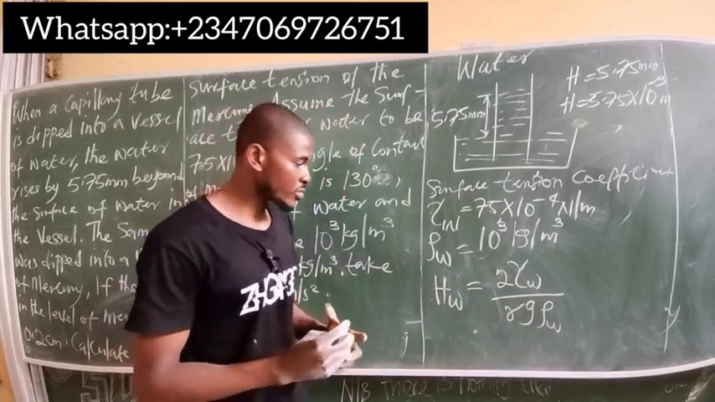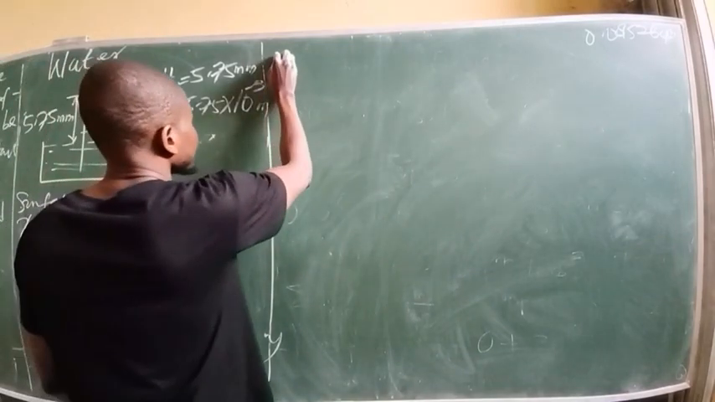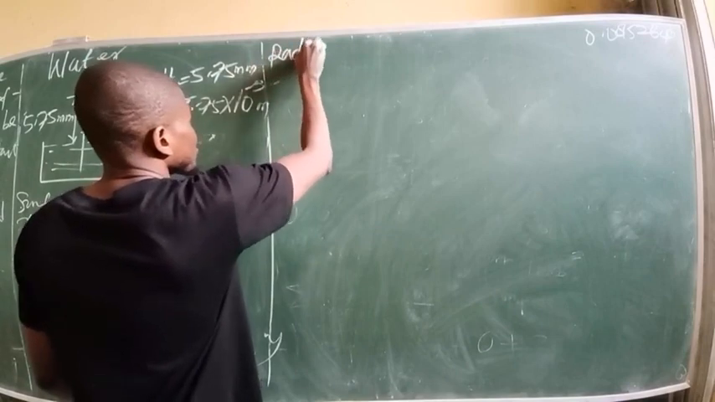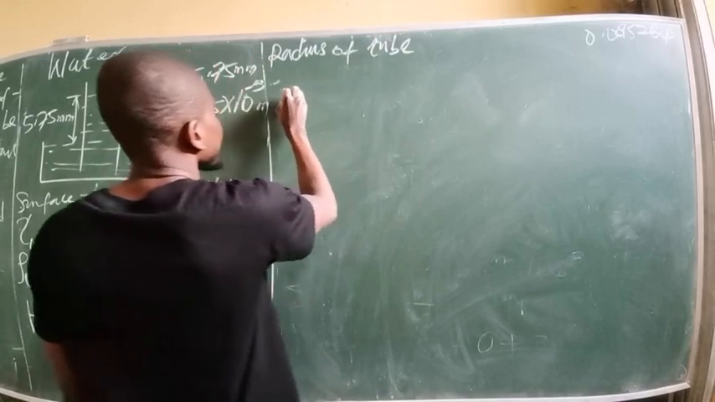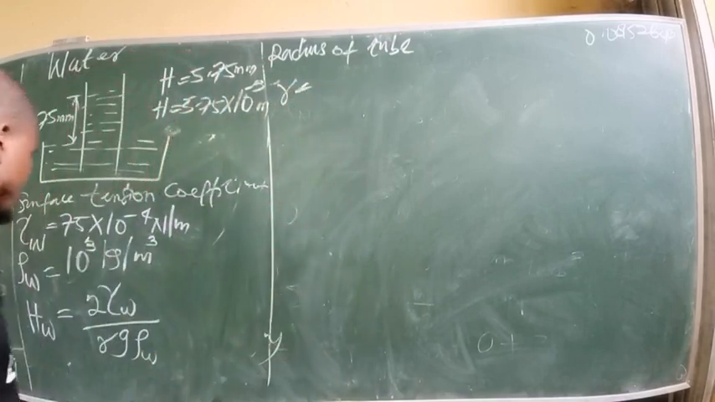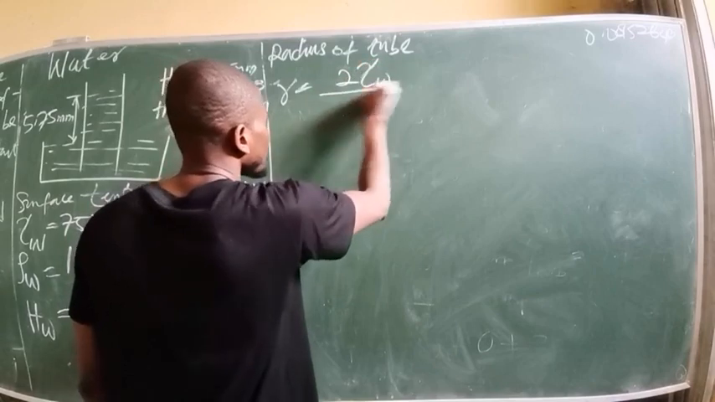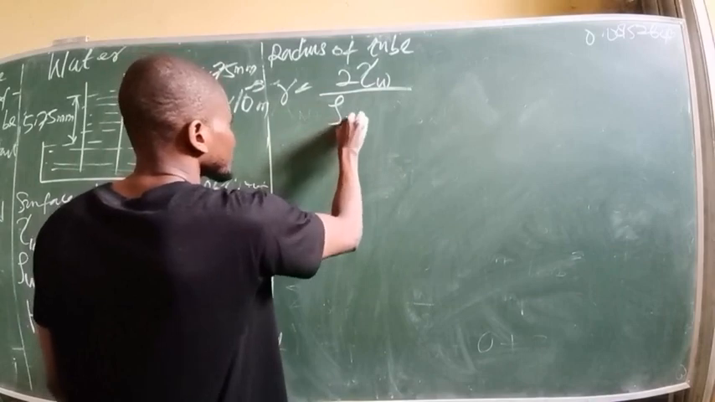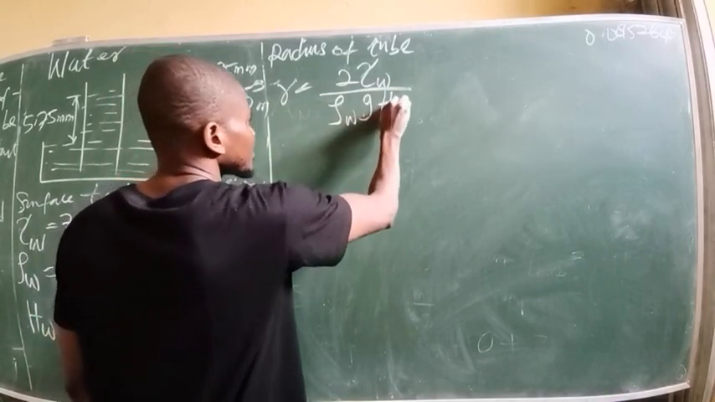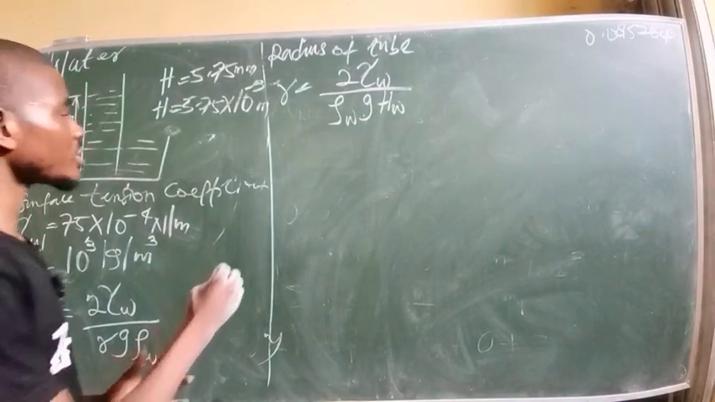So if we make the radius subject of the formula, we obtain that the radius of the tube, R, is equal to 2 times the surface tension coefficient of water over the density of water times gravity times the height of water in the tube. This gives us the value for the radius of the tube.